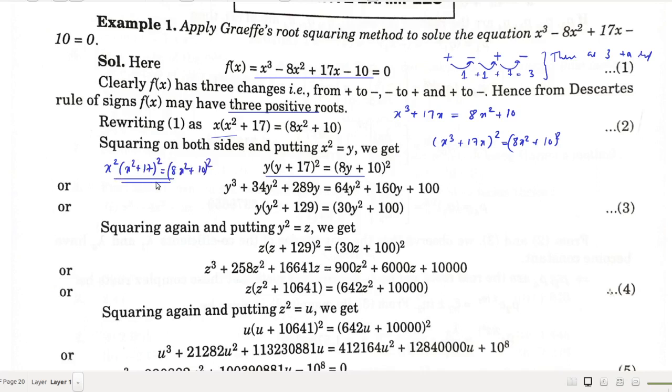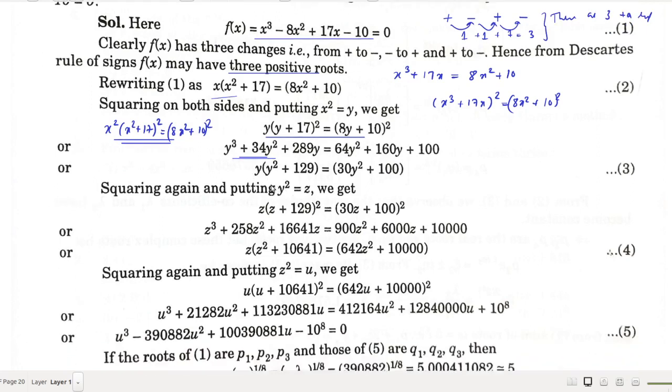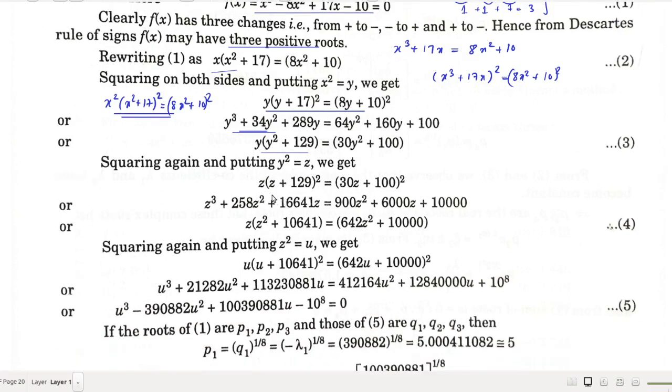Now before expanding this, before squaring this, you can substitute x square equal to y, and x square is equal to y plus 17 whole square, and you can square this. When you square this, you can get this one. Again you collect all the odd-order terms on the left hand side, then you can arrange the equation in this manner, and squaring again and substituting y square is equal to z, you can get this equation.